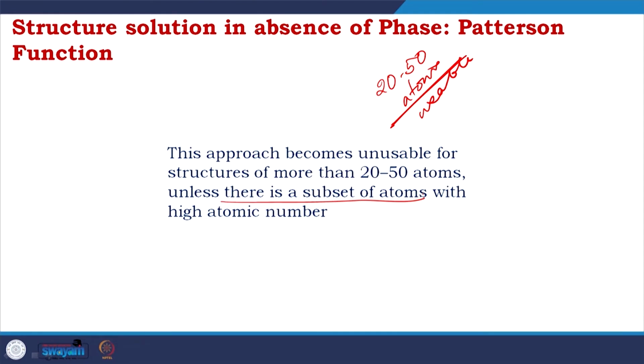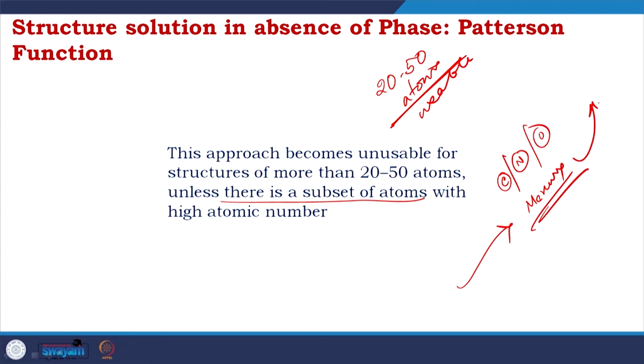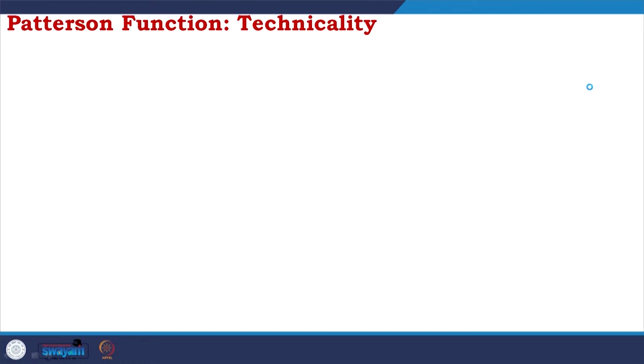So, in protein, if you remember, and I will talk about this, there is carbon, there is nitrogen, there is oxygen. Now, if you put in a mercury, the intensity is much higher. So, you have a chance of using it. You get it? That is one of the key factors.